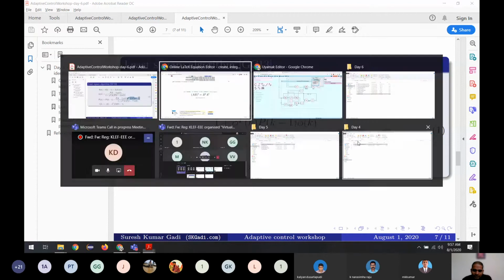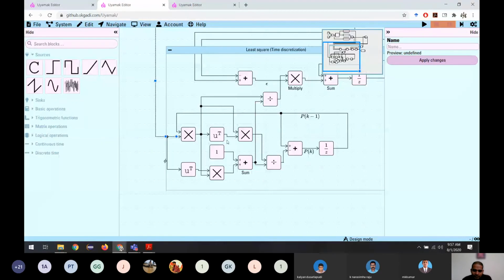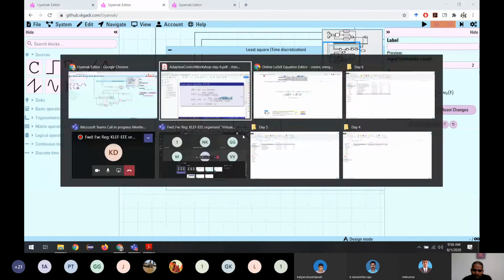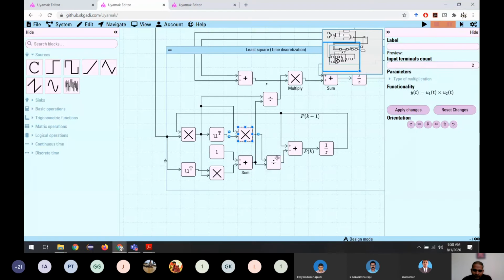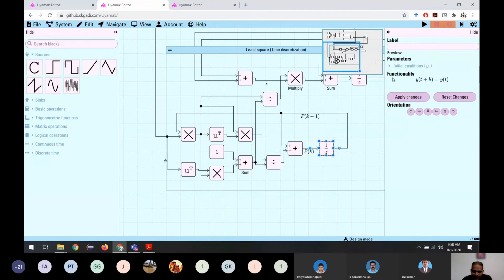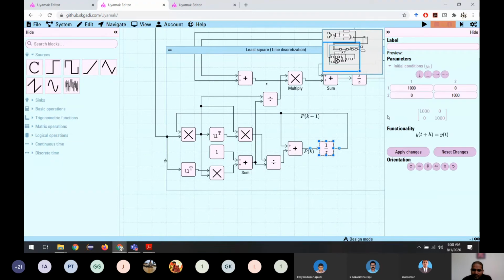So what we do here is we just multiply this value with its transpose value. So this multiplication is what we are getting here. So this is the numerator. The numerator divided by the denominator gives us the second term. In this way we are calculating the P value, and we know P is not a constant, it's a matrix. So we have to give the initial condition as a matrix. This is the initial condition.